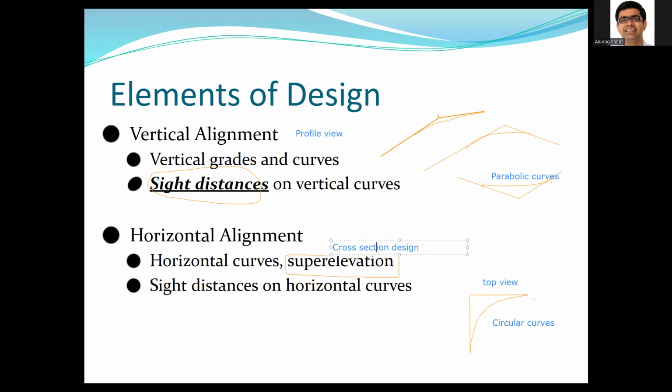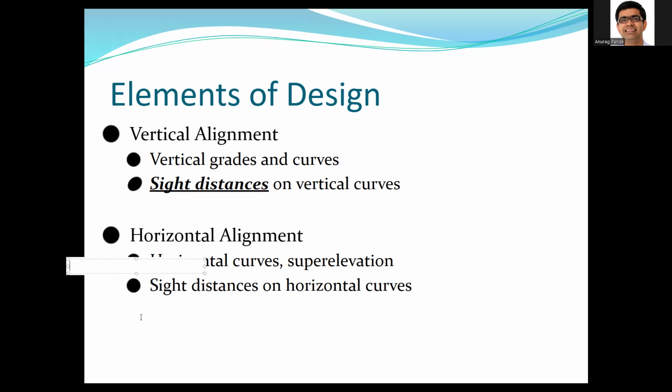And then when you have circular curves, you also have to worry about the cross-section design, which we're going to talk about, what it is and how much super elevation you might need, but we'll not talk about the actual cross-section design. Okay, so we'll study all these three: profile view, cross-section view, and top view in this class, and we'll get started with the vertical design or vertical alignment of the road. Okay, so let's clear this out here. And let's get to the next slide here.